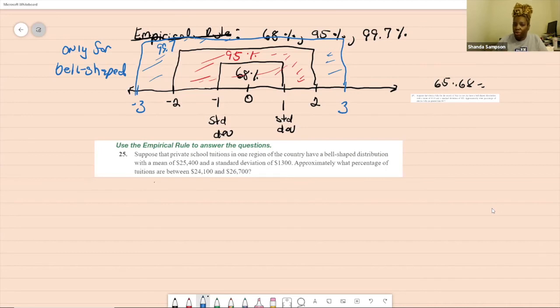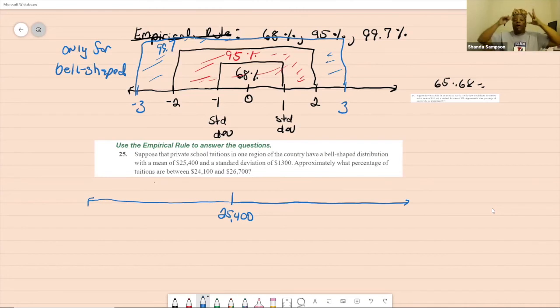Suppose that private school tuition in one region of the country has a bell-shaped distribution. See, they have to tell you that it's bell-shaped. And then they tell you that the mean is 25,400 for that particular school. So that's the mean, and the standard deviation is 1,300. Now, remember, the standard deviation is, I would call them the humps, like camel humps that we go out from the mean. So the standard deviation is 1,300.